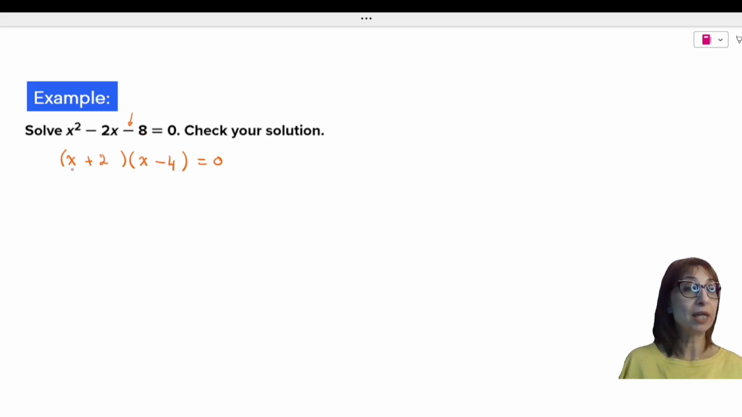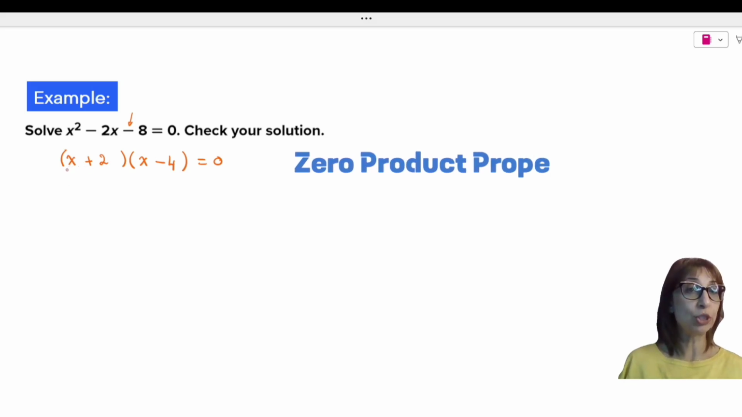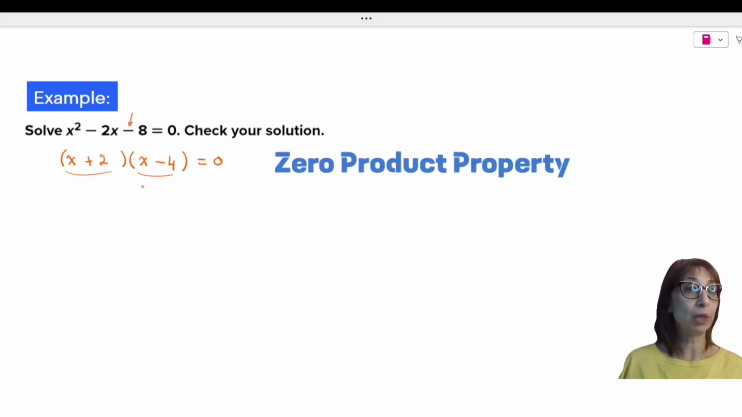Now I have again the zero product property, which is, if two brackets multiplied by each other equal 0, then either the first bracket equals 0 or the second bracket equals 0. This gives me x equals, I will subtract 2 on the other side, so x = negative 2, and here I will add 4 on the other side. This will be x = 4. So the solutions for this are negative 2 and positive 4.